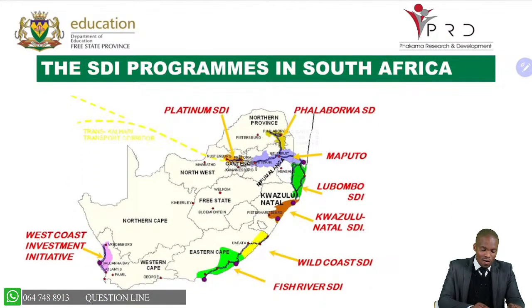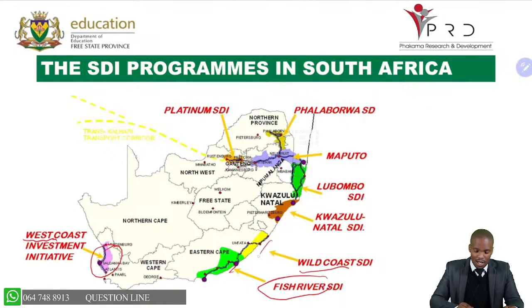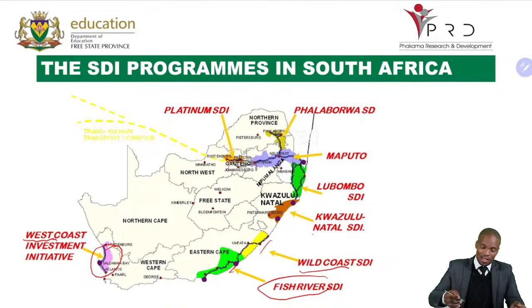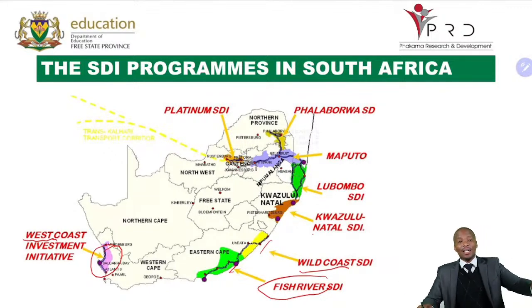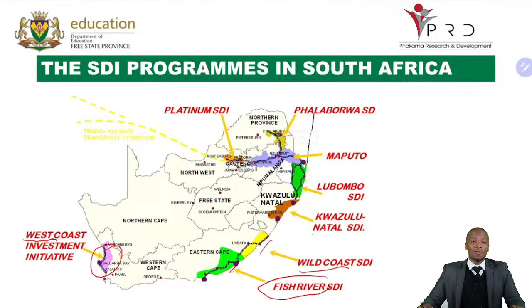Okay. West Coast, Saldanha Bay area, Western Cape. Fish River, Eastern Cape. Wild Coast, Eastern Cape. Moving, the Richards Bay SDI, which is also known as the KwaZulu-Natal SDI. Then outside there, towards your Swaziland, you'll get the Limpopo SDI. Then up in the Mpumalanga side, going outside to Mozambique, which is the border link to Mozambique. That is where we get our spatial development initiative.